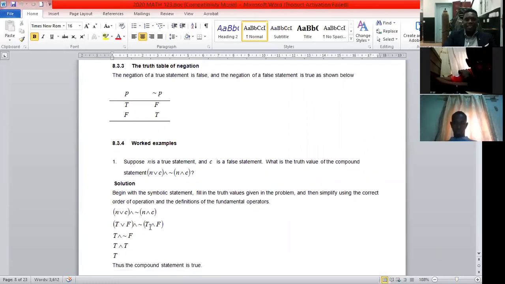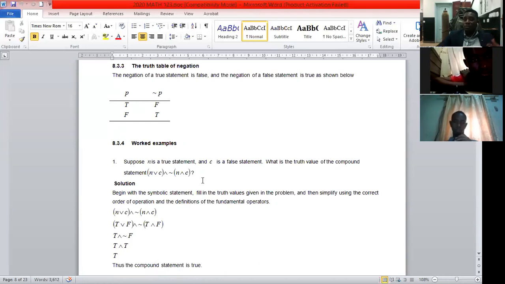And T and F, this conjunction there, T and F is false. So what is the negation of false? If I have false, the negation of false is going to be true. So now you can see that true and true, the conjunction, which is the operator there, true and true is true. So thus the compound statement is true.